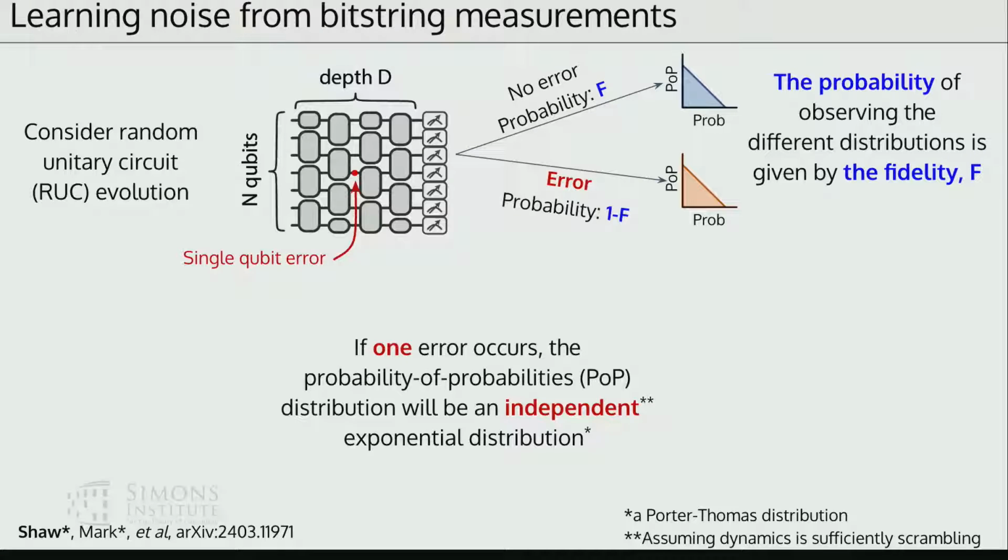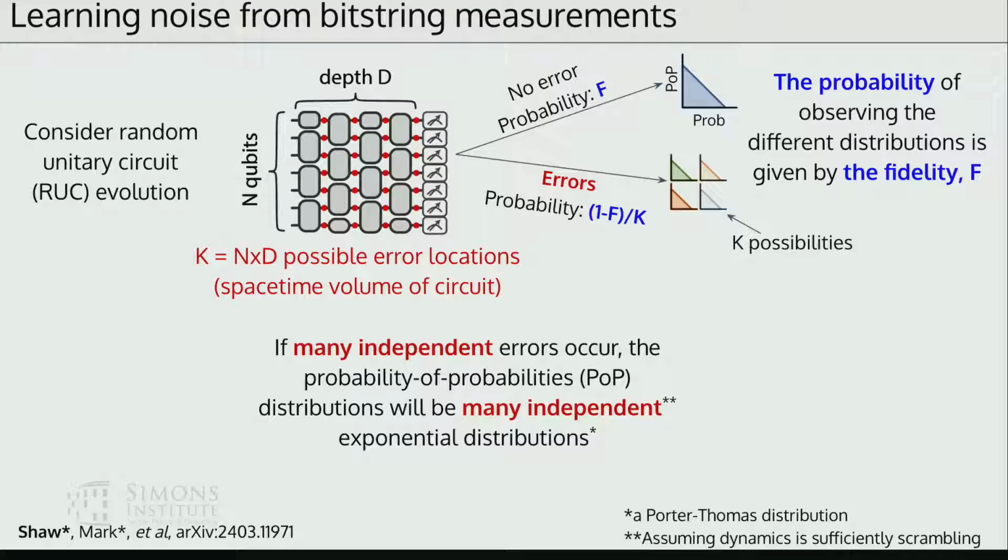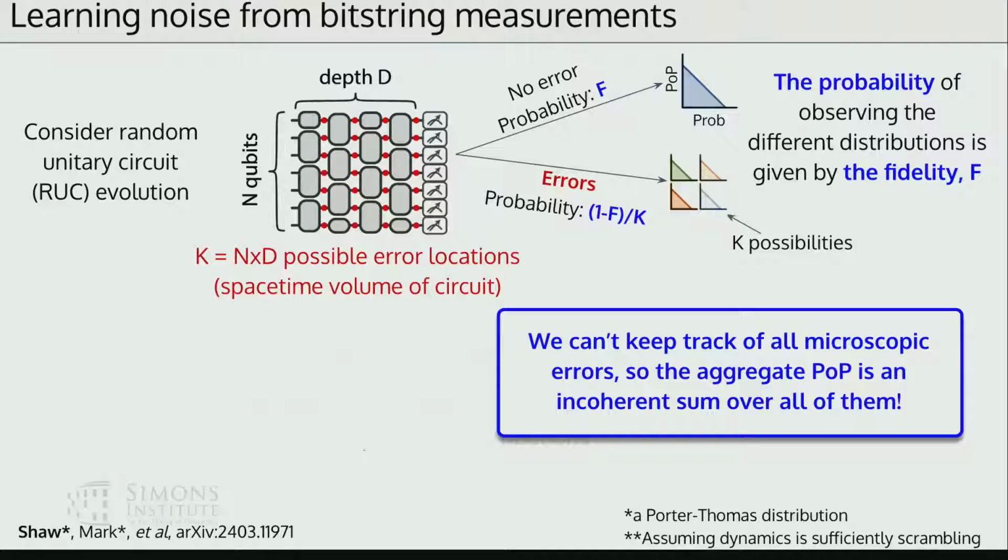And you redraw this in a different way and say that with some probability f, which is the fidelity, no error will occur in our RUC circuit, and we will sample from a certain probability of probabilities, certain POP distribution. With a probability of 1 minus f, that error will occur, and then we will be sampling from an independent exponential distribution. And now I can think about not just having a single error in my system, but having something like the space-time volume number of errors in my system. And for each of those different possible errors, or really combination of errors, I get a different independent exponential distribution. And when we look at the total aggregate sum of our quantum device, our quantum processor or simulator, we're not actually keeping track of all these microscopic errors. We can't. That's the real problem that we're trying to solve here. And so the distribution which we measure at the end is the incoherent sum over all of these independent distributions.